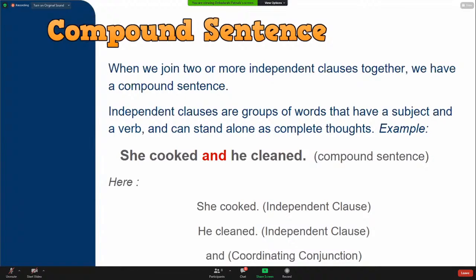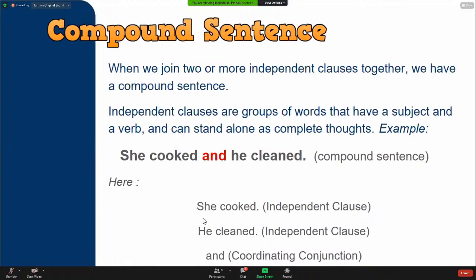Sir, is 'and' the only conjunction word? No, there are a lot of conjunctions. Actually, there are around seven conjunctions. I will tell in today's class which conjunctions are generally used for making compound sentences and which conjunctions are generally used for complex sentences. I will give a list of those words also in today's session.